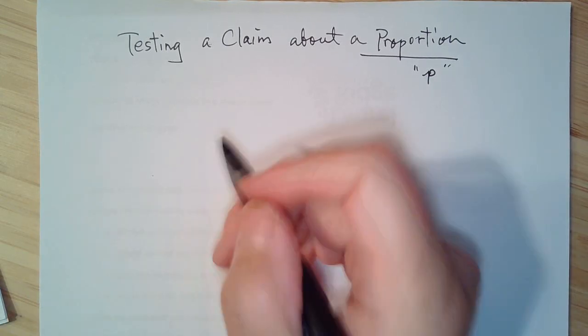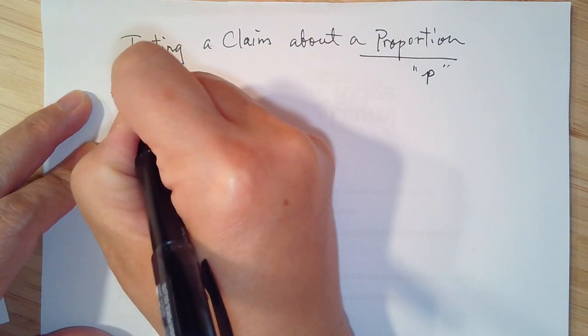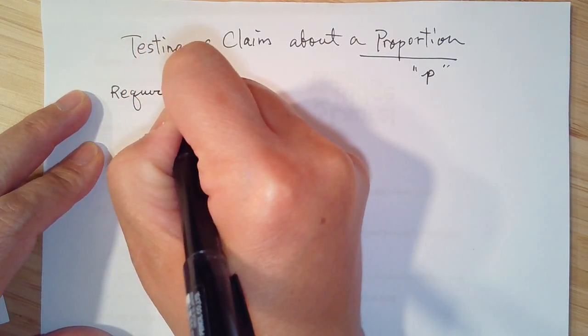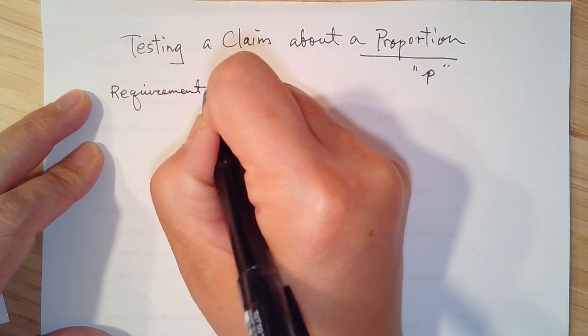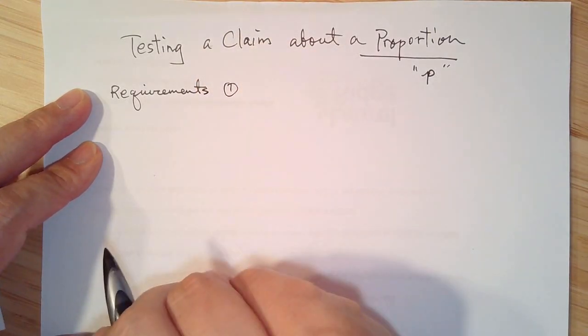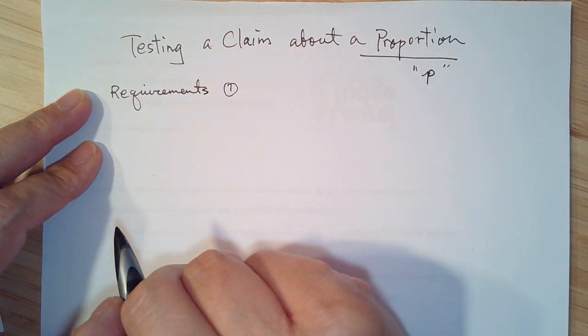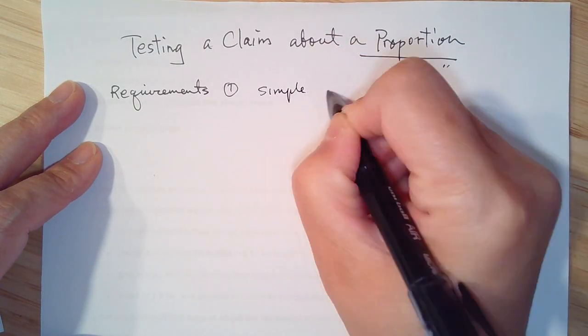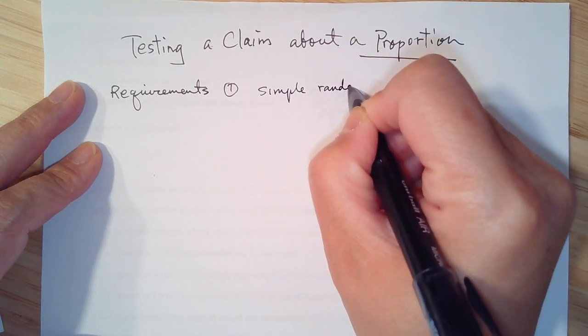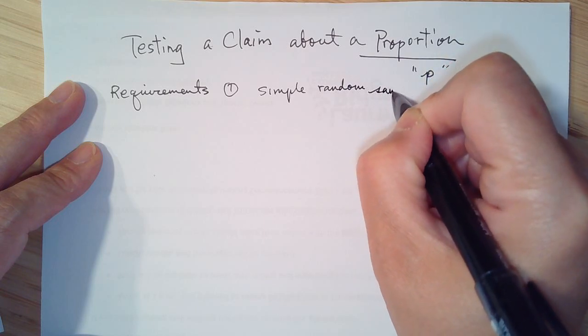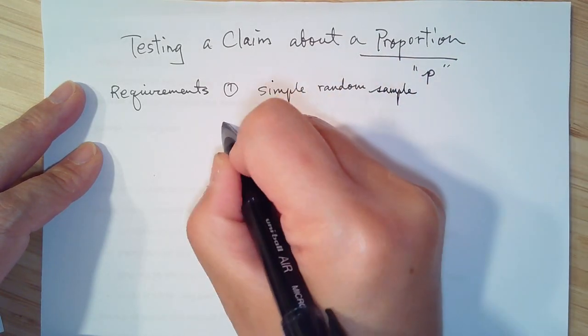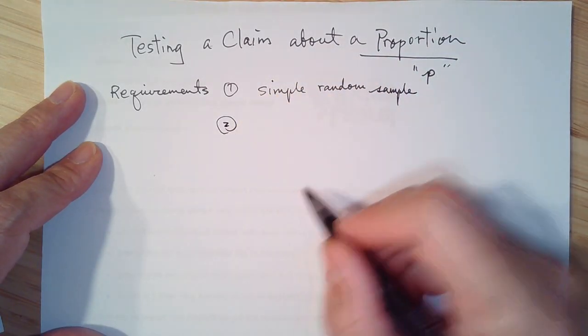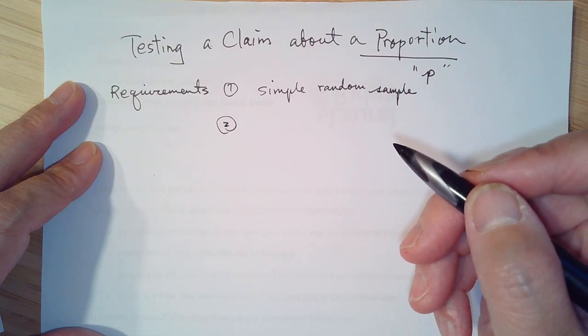There are three requirements. Number 1, the sample observations are a simple random sample. Number 2, the conditions for a binomial distribution are satisfied.